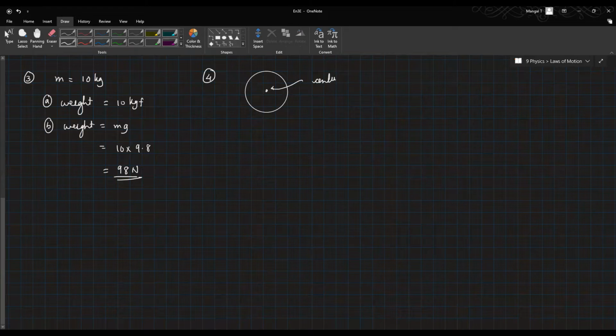This is called the center of gravity. The force of gravity acts from the center of the body pointing towards the earth. So this weight is equal to m into g. Mass is equal to 5 kilogram. So the weight is 49 Newton.